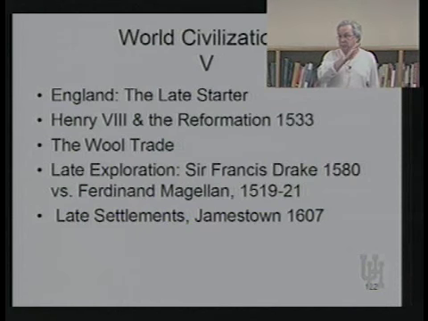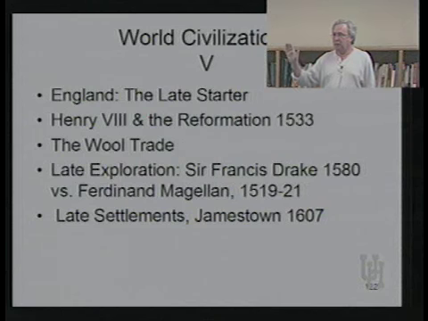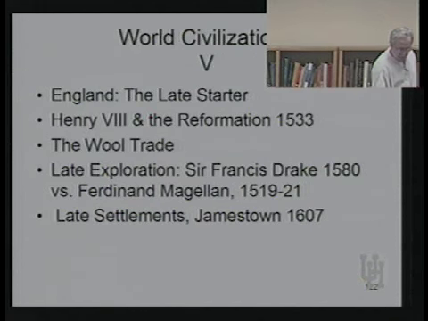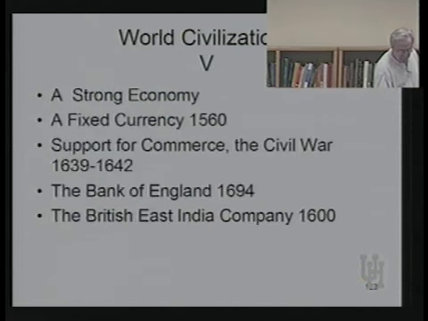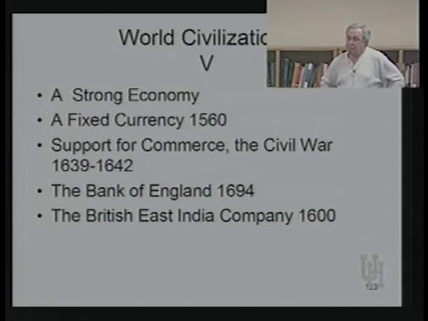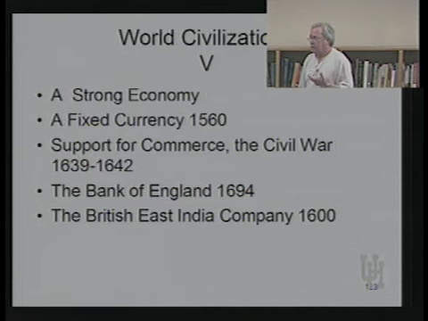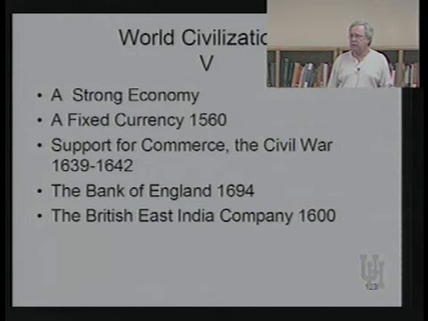But they will succeed over the next couple of centuries in displacing all their competitors and coming to dominate the world as the world's leading trading power. Okay, so how do they manage to do all of that? One thing was that they had a strong economy. As I said, the wool trade provided a lucrative source of revenue for merchants and for the state at this time.